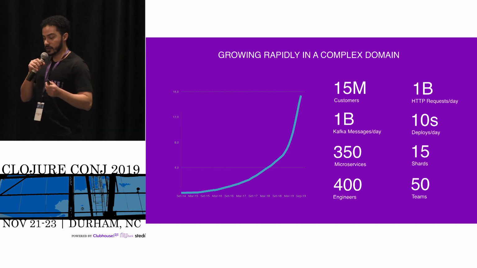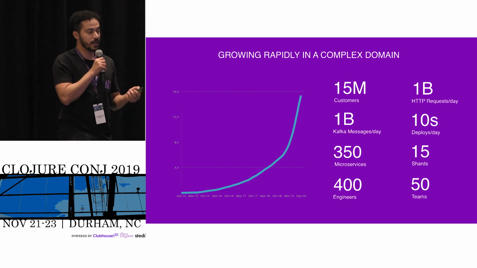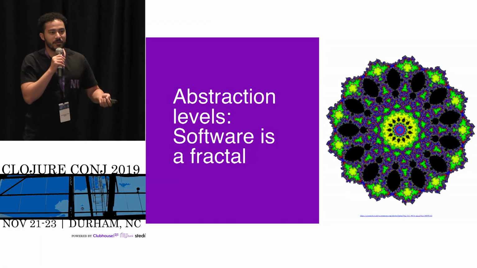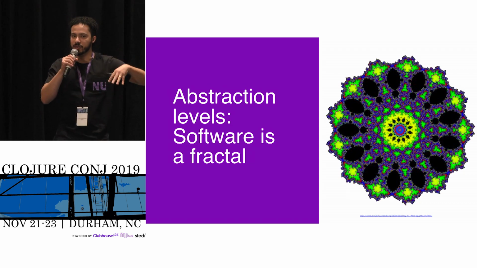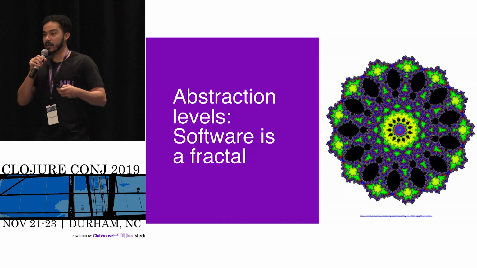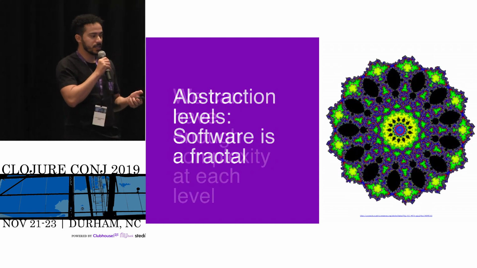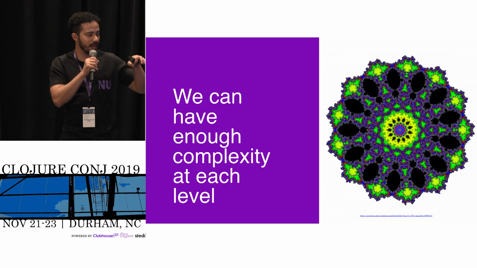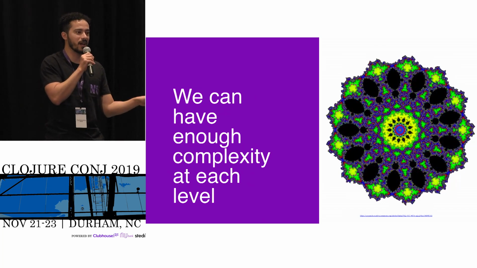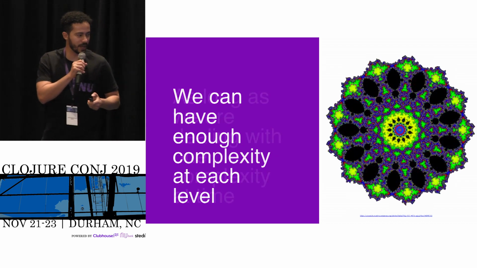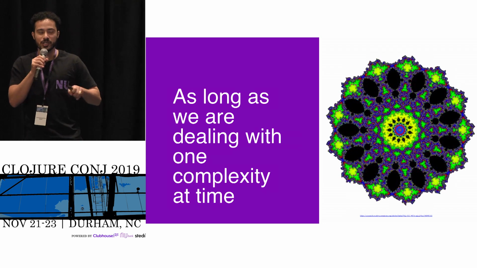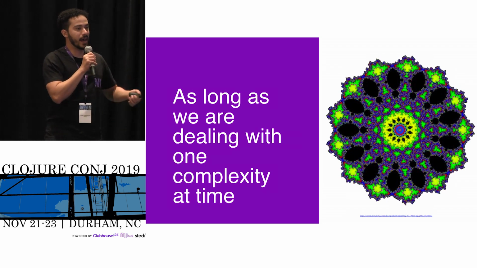This led us to some ideas. One thing that helps us deal with this complexity is that software is a fractal. If you look at software on each different abstraction level, it looks the same. So this is the fractal definition here. It's okay to be complex, but you can have just enough complexity on each level so people can bear it on that level without being too confused about it. But we need to make sure that people are dealing with ideally just one complexity at a time so they can reason about it.